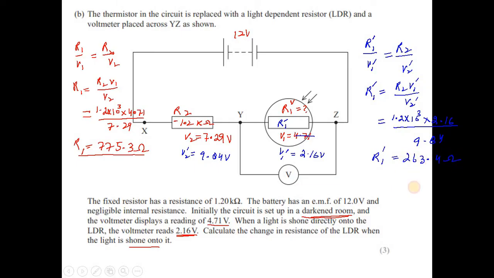So R1 dash, the resistance of the LDR after light is shown, would be 263.4 ohm. Now the change in the resistance delta R would be equal to R1 minus R1 dash. You can subtract these two: this is your R1 and this is your R1 dash. So delta R would be equal to 511.9 ohm or 512 ohm. This is the change in resistance.